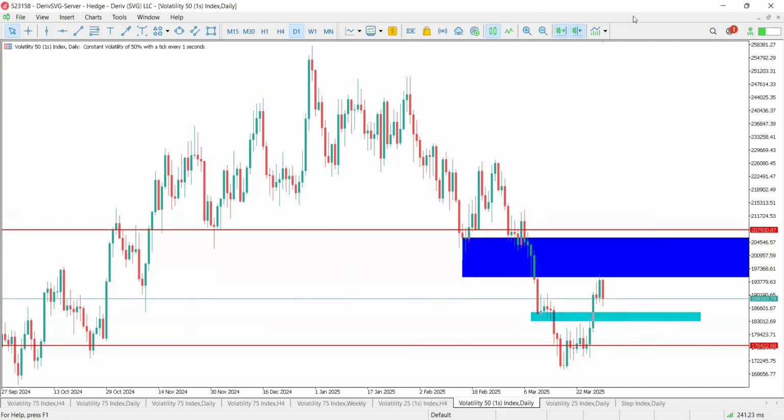So now, either the market is going to come, react here, and retest this broken structure, because we have a structure here. This is a structure. You can see this resistance reacted.